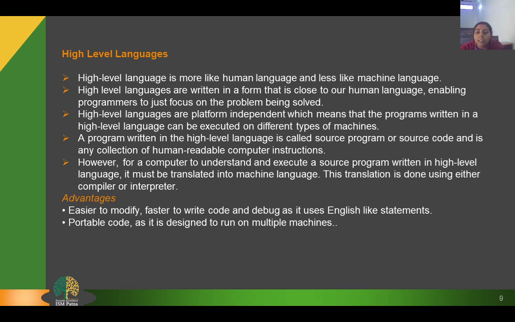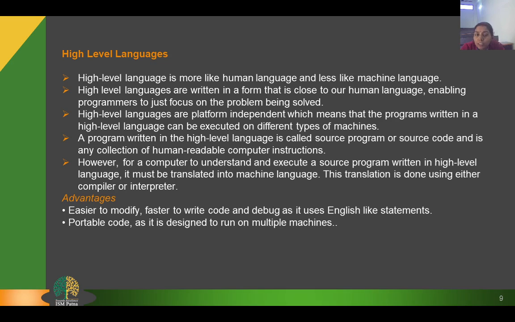A program written in the high-level language is called the source program or the source code. Each and every programming language which follows the high-level language has its own file extension to save the source code. When we talk about execution of this source code, first of all, it is converted into machine language by using a translator. Either we use a compiler or an interpreter. Both can be used to translate your high-level code to machine code.